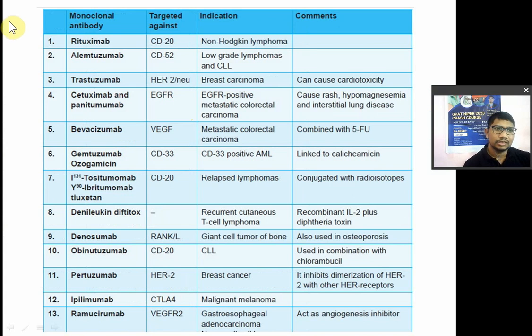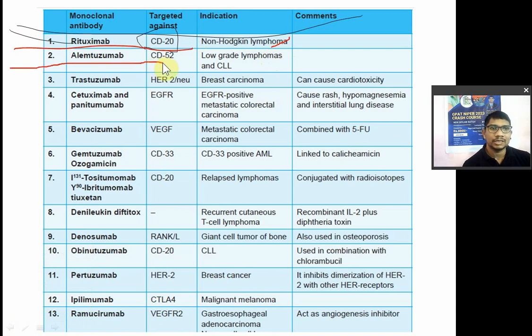This chart is again very important. इसके ऊपर क्वेश्चन आ चुका है GPAT 2023 में. So first one is rituximab. Rituximab is a monoclonal antibody targeted against the CD20 cell known as the B cells. B cell होता है. So in certain cancers they have the antigen on the B cell. So rituximab is a drug against the CD20 cell, used in non-Hodgkin lymphoma.